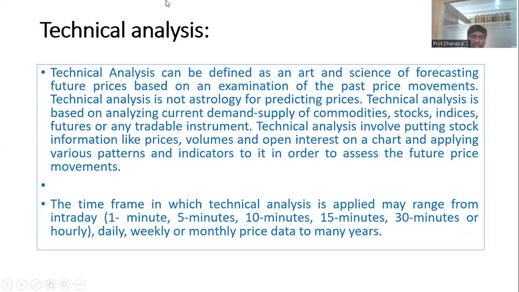Now we'll see the meaning and definitions. Technical analysis can be defined as an art and science of forecasting future prices based on an examination of past price movements. Technical analysis is not astrology for predicting prices. It is based on analyzing current demand and supply of commodities, stocks, indices, futures, or any tradable instruments.